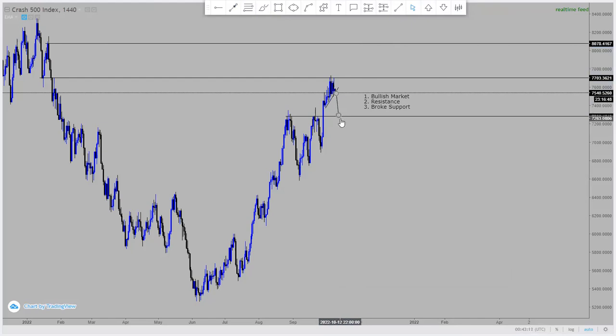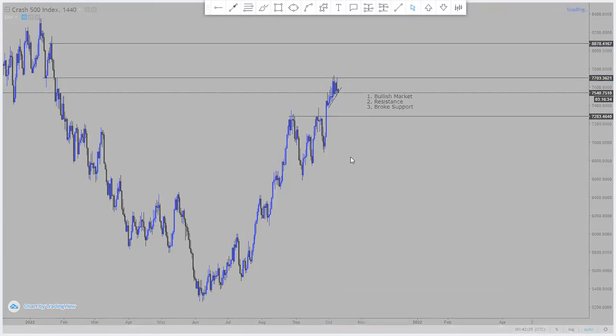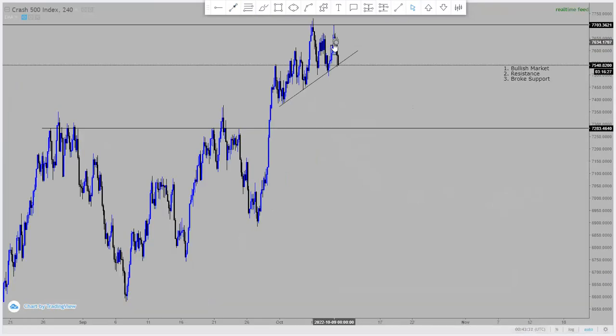So either a pullback into the support, we take more buy positions there on the pullback into the support. So far we have room for some selling opportunities once this trend line is broken. I have this trend line that I'm looking forward to. If ever I'm going to take selling positions, I'm looking for this trend line to be broken. Once this trend line is broken, I'll simply take my sell positions.